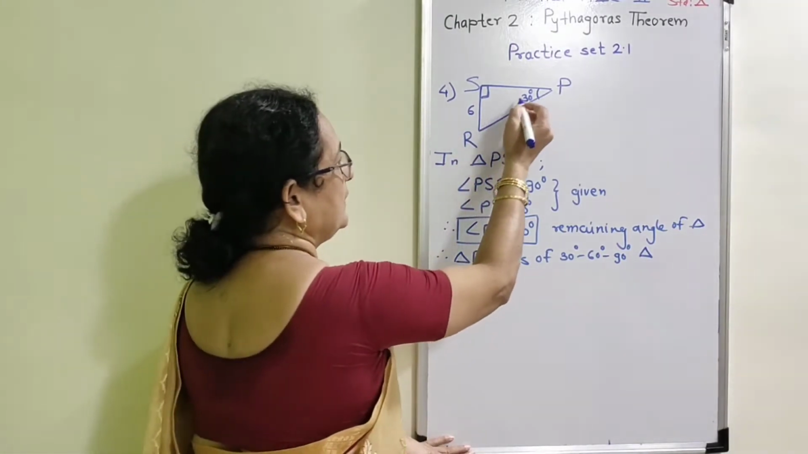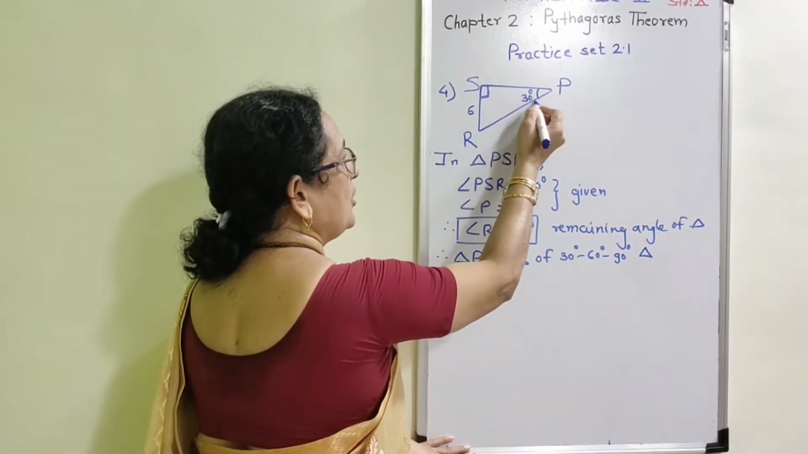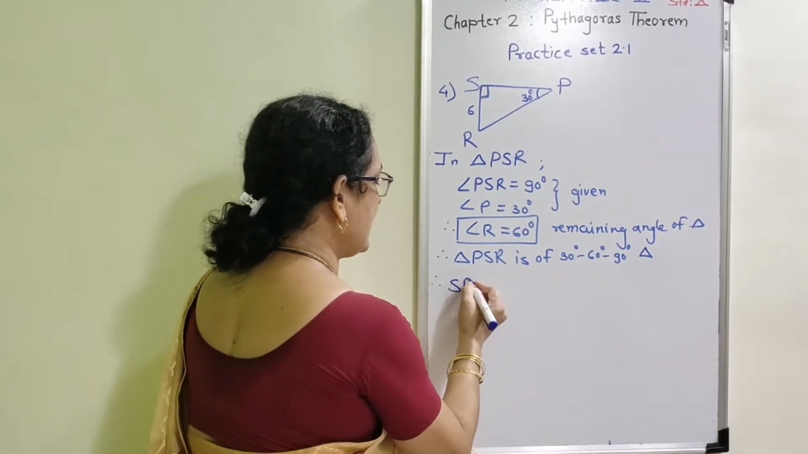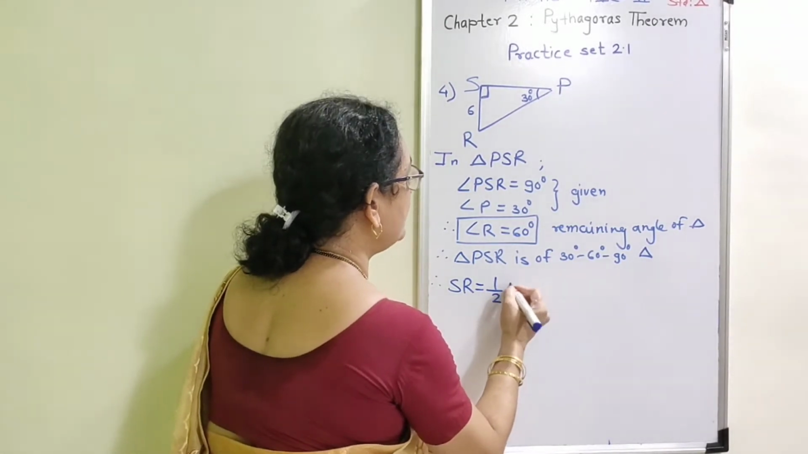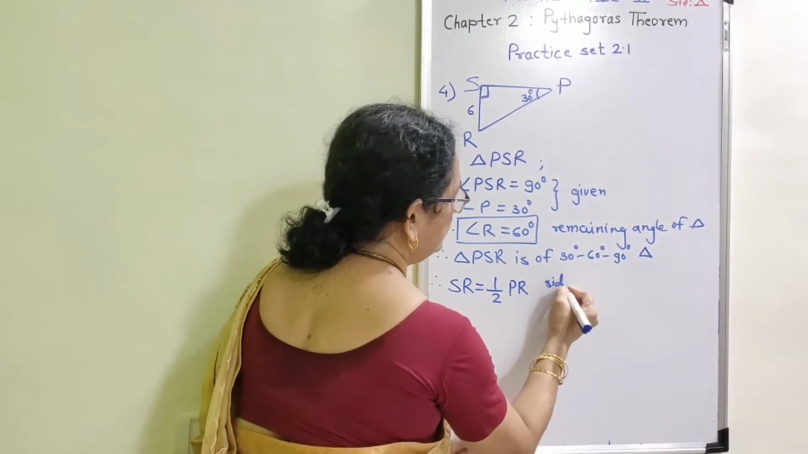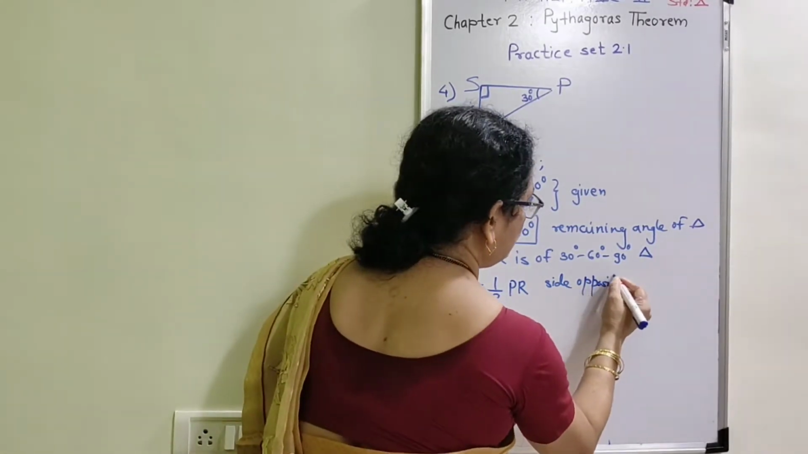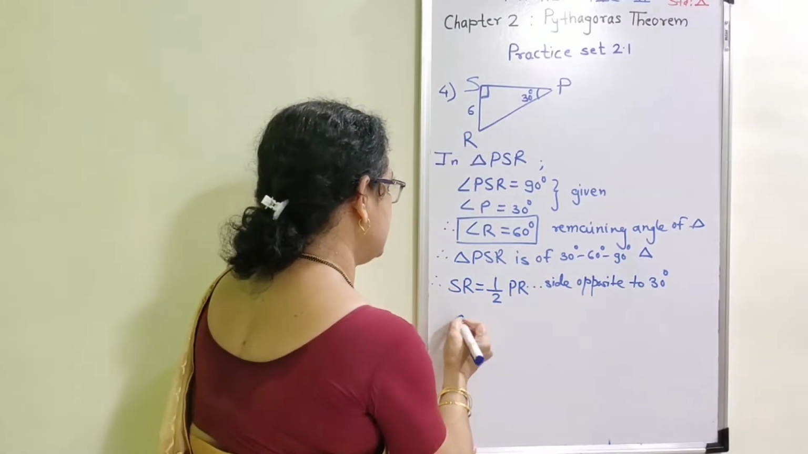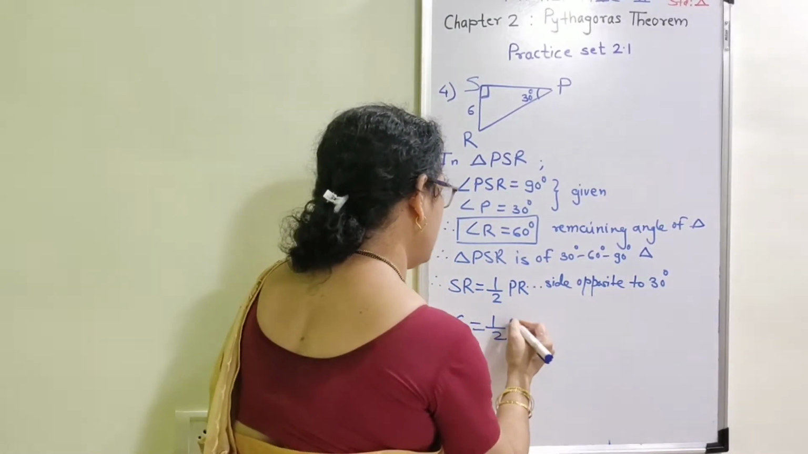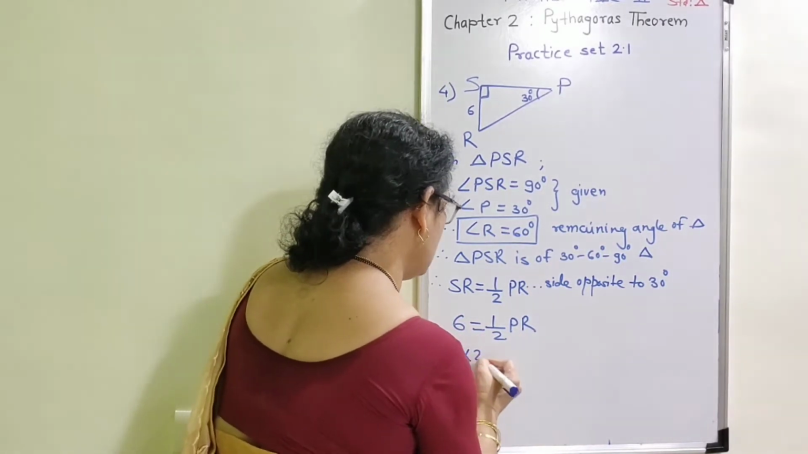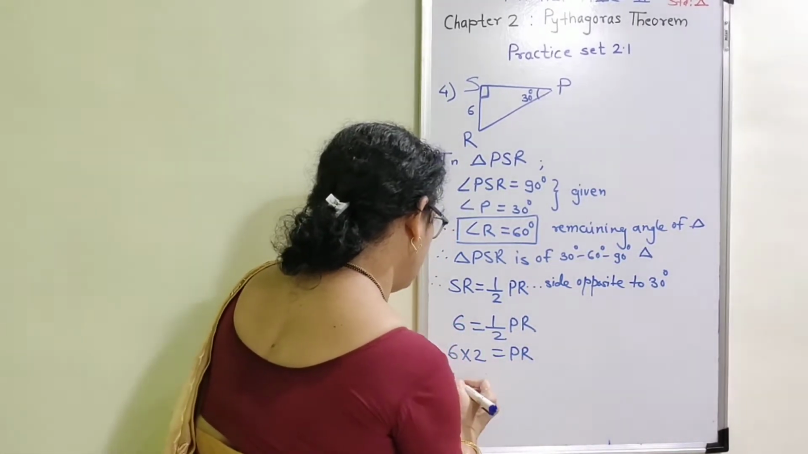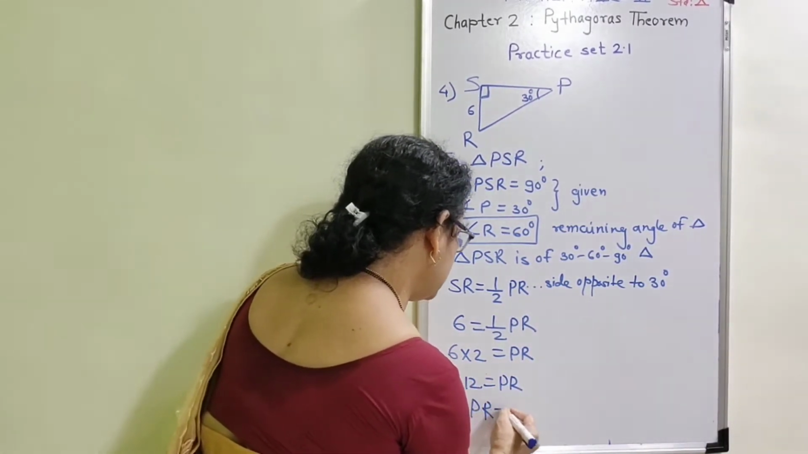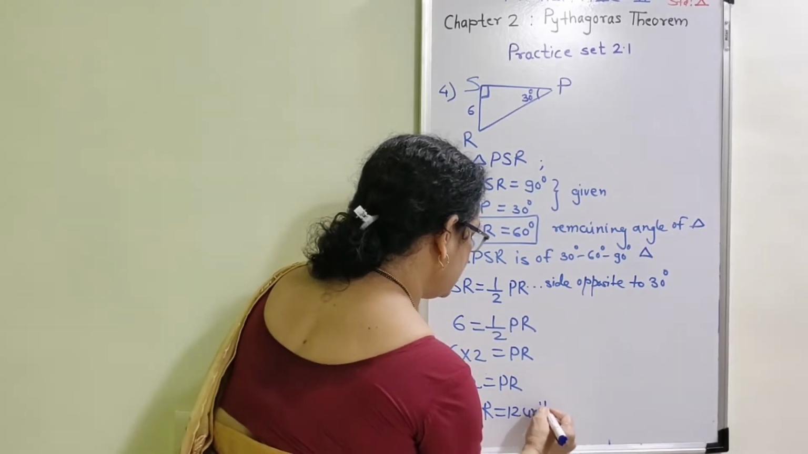Now observe the given figure. SR is the side opposite to angle 30 degree and therefore I can write SR is equal to half of the hypotenuse PR, the side opposite to 30 degree. Since SR is 6, half of PR, therefore 6 into 2 is equal to PR, and that is equal to 12. Therefore the length of hypotenuse PR is equal to 12 units.